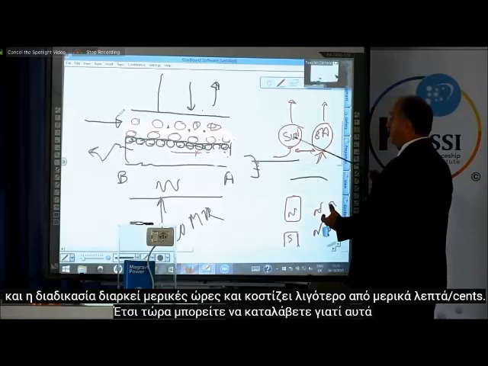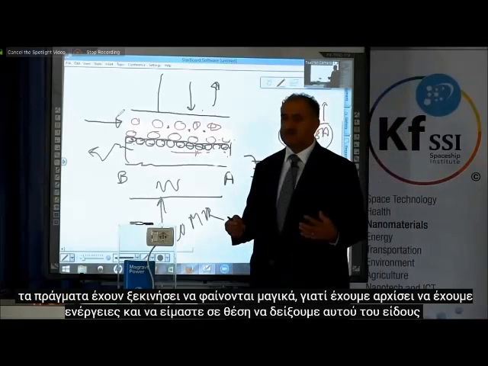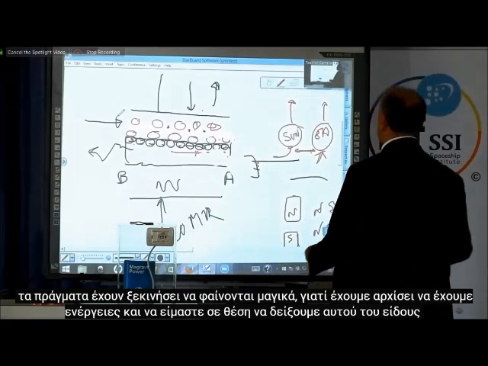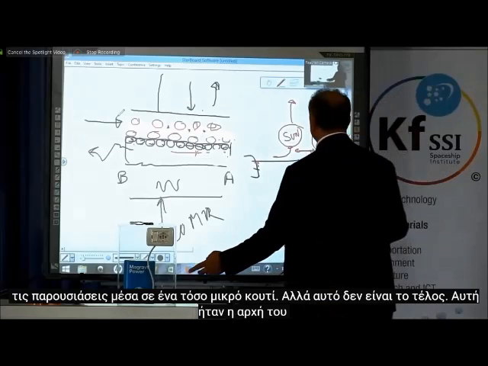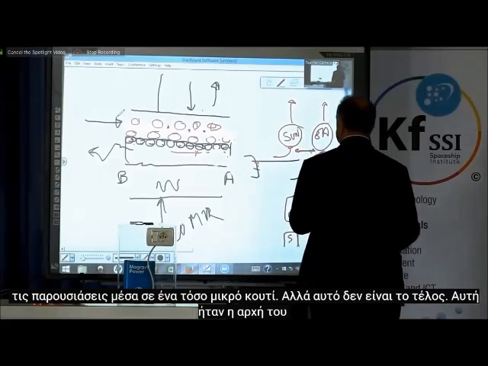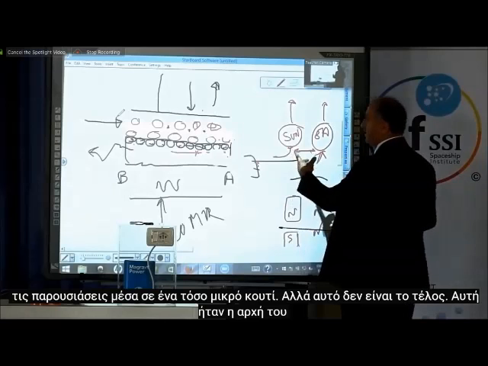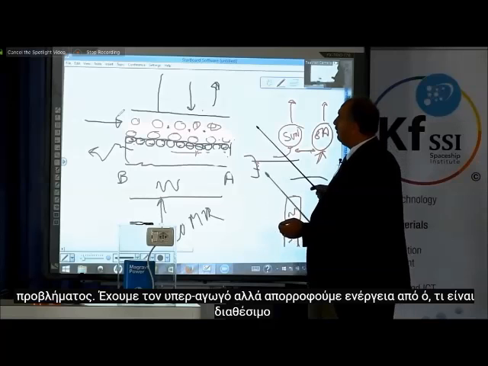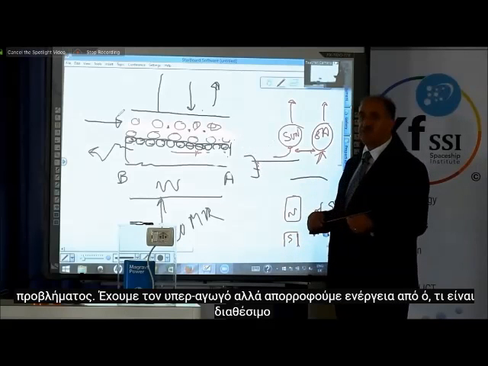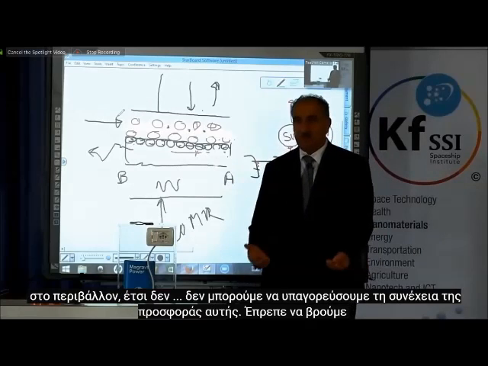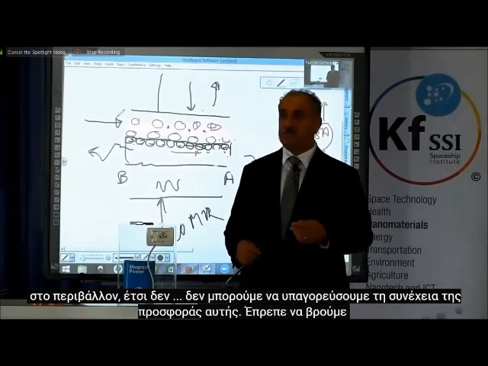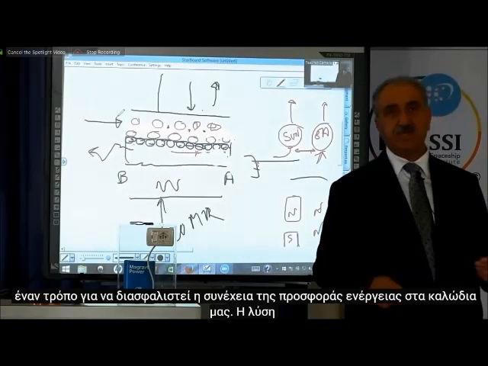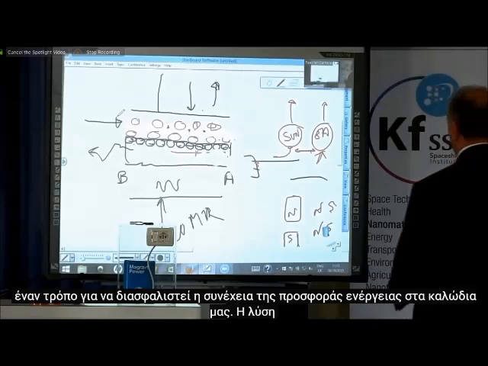So now you understand why these things start looking like magic, why we start having energies and being able to show these kinds of performances from such a small box. But this is not the end. This was the beginning of the problem. We have the superconductor, but we absorb energy from what is available in the environment. We cannot dictate the continuity of the supply. We needed to find a way to guarantee a continuity of supply of energy to our wires.